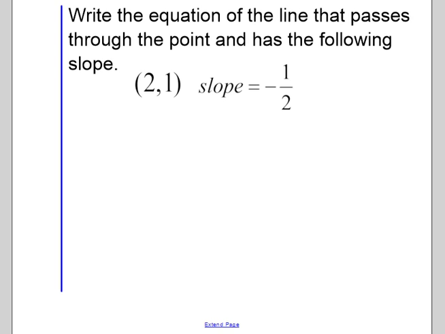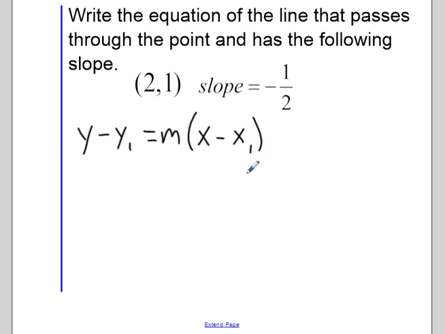I can't use y equals mx plus b to start myself out because I don't know my b. B is a y-intercept. 2, 1 is not a y-intercept. We're going to have to use the other form, point slope form. So let's write that down. Point slope form is y minus y1. y1 is the y from the point, from the coordinate, equals m is the slope, times x minus x1.